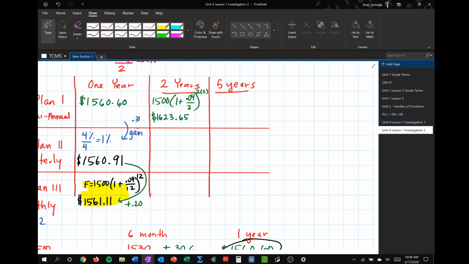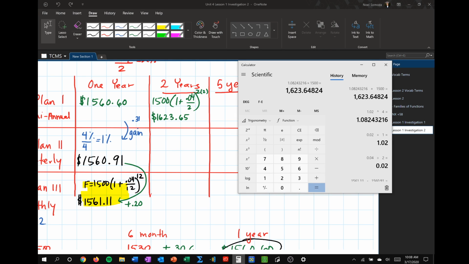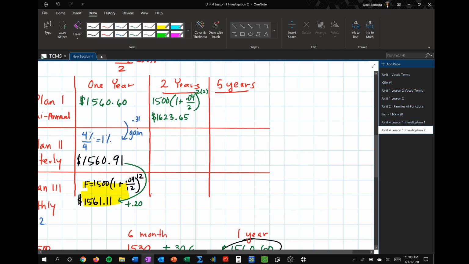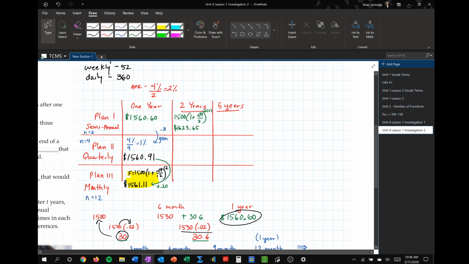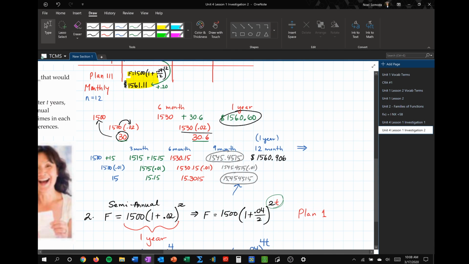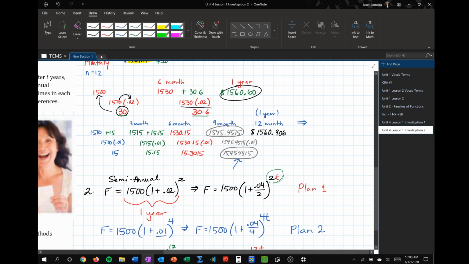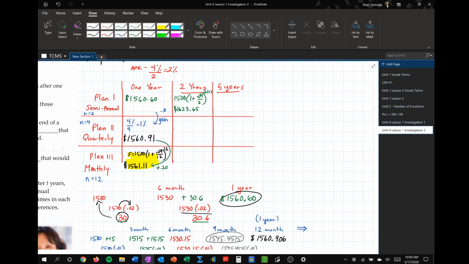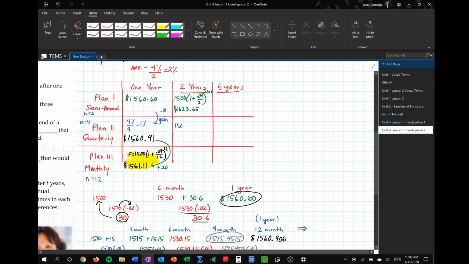All right, next one, this formula here, what you would get, it would be 1-to-1 for plan 2. Okay, so for plan 2, our formula is we take 0.04 divided by 4, and then it's to the 4t power. Okay, so that's a little different. 1500 times 1 plus 0.04 divided by 4 to the 4t power.